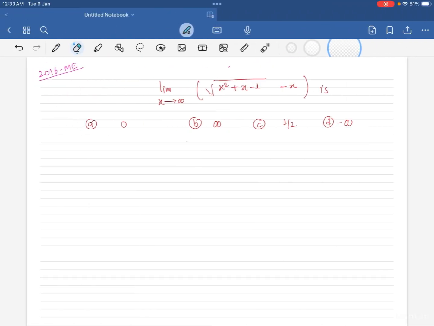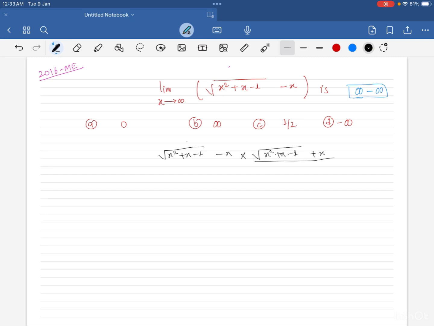So this question is from ME 2016, and we have to find this limit. If you put infinity, it takes the form infinity minus infinity. In this form, you generally rationalize. So let's rationalize this expression: root over of x squared plus x minus 1, minus x. You will multiply and divide by root over of x squared plus x minus 1 plus x.